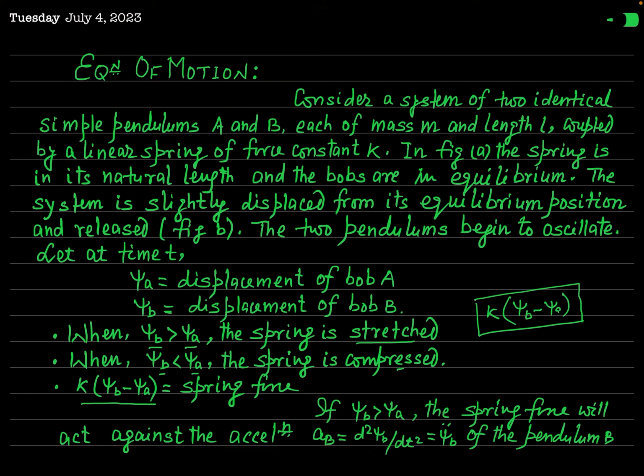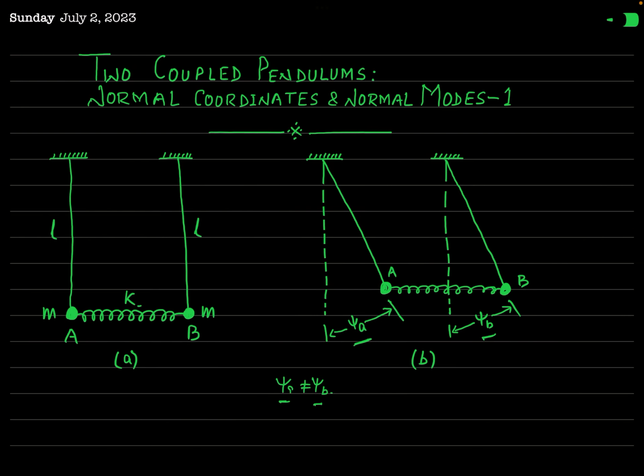Now you can see the figure. When psi b will be greater than psi a and the spring is elongated, then this bob will be pulled down by the spring towards its equilibrium position. So you can say when psi b is greater than psi a, then the acceleration of this bob, that is psi b double dot, which means d2 psi b by dt square, this is the acceleration of the bob B.